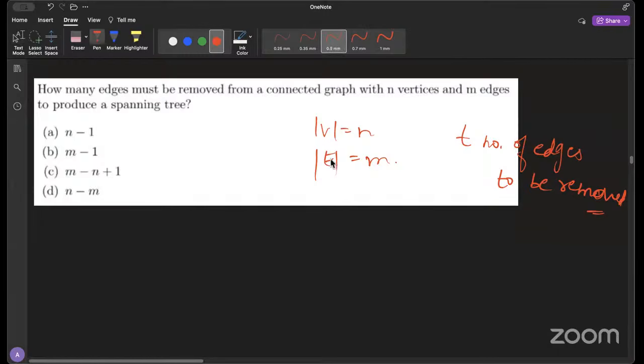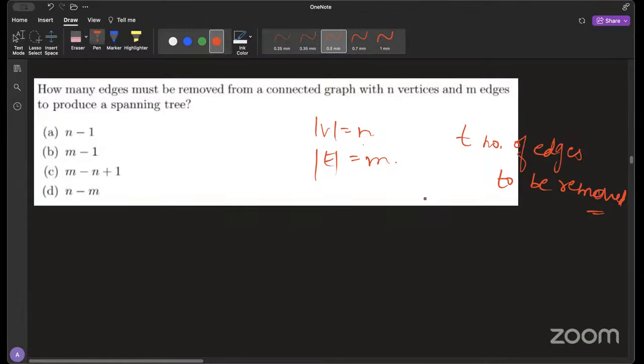We're discussing this thing. Let's say the number of vertices is n, the number of edges is m, and we have to find the number of edges to be removed. And why are we removing the number of edges? We want a spanning tree, right? From a connected graph.